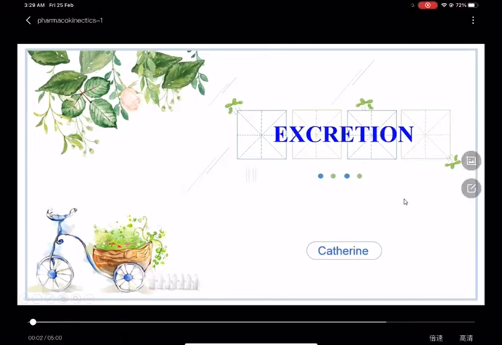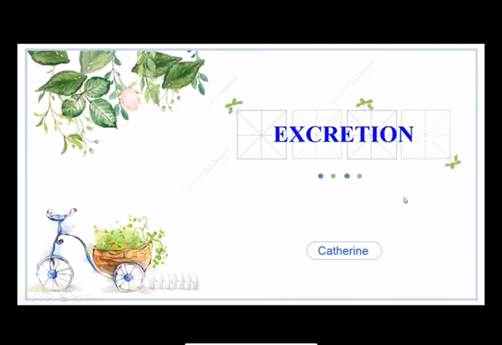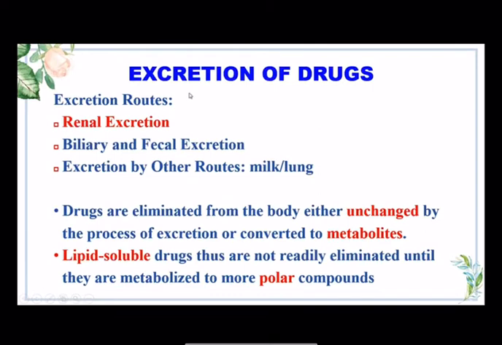This episode, we will discuss excretion of drugs. There are some routes of excretion of drugs: renal excretion, biliary and fecal excretion, and excretion by other routes, for example, milk and lung. Renal excretion is most important.